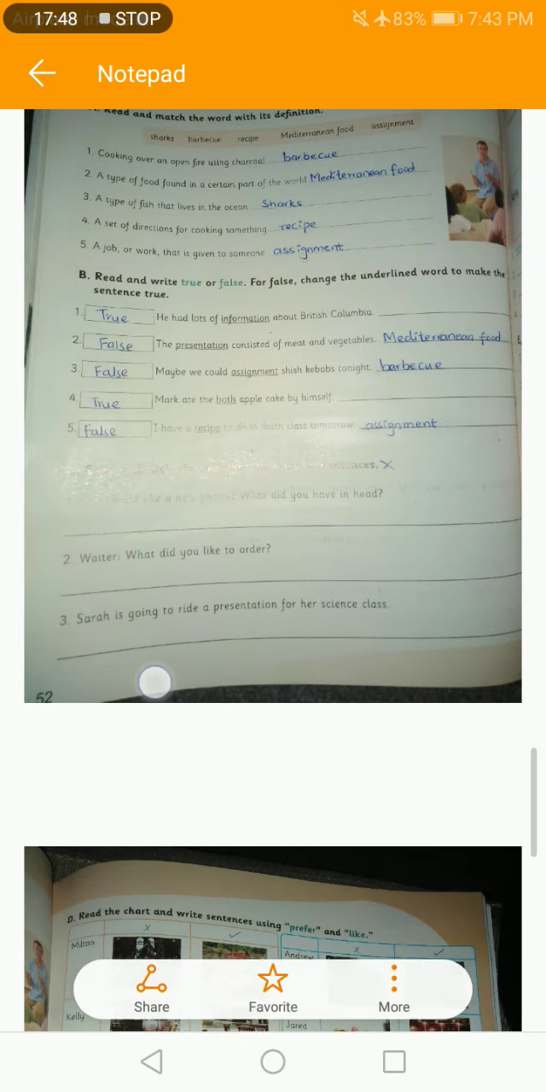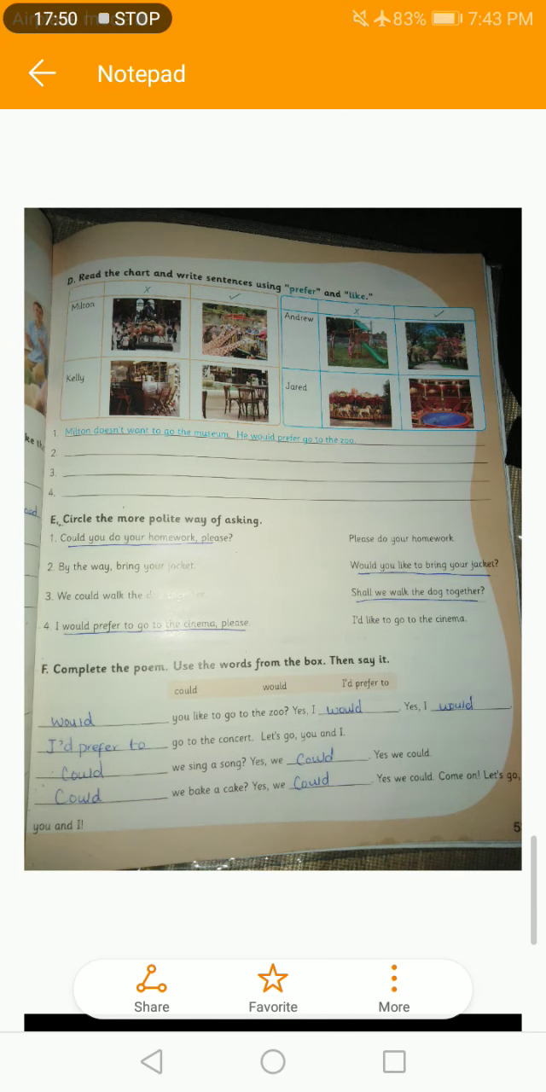Now come to page 53. In 53 we have exercise D, E and F. Exercise D is not included in your syllabus, so you have to look at exercise E and F. Circle the more polite way of asking, as we have read how to make the polite sentence. Polite asking. Look at the first one. Could you do your homework, please? Please do your homework. Which one is more polite?